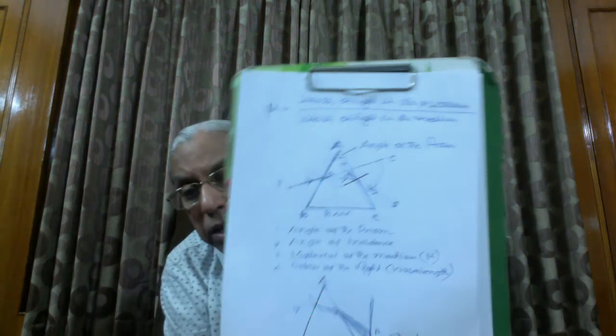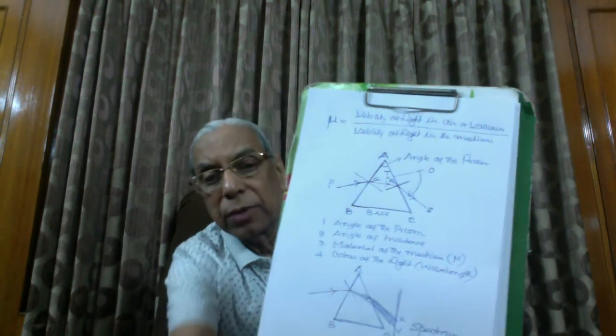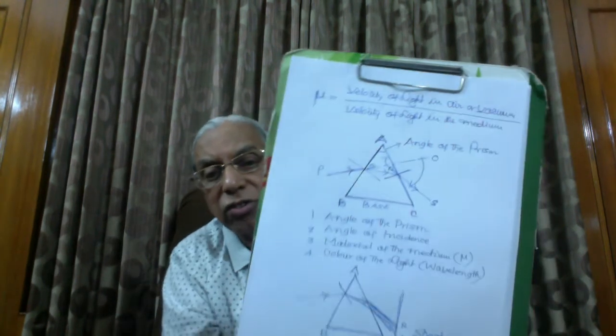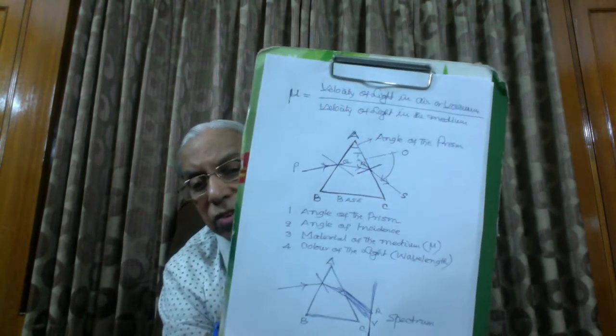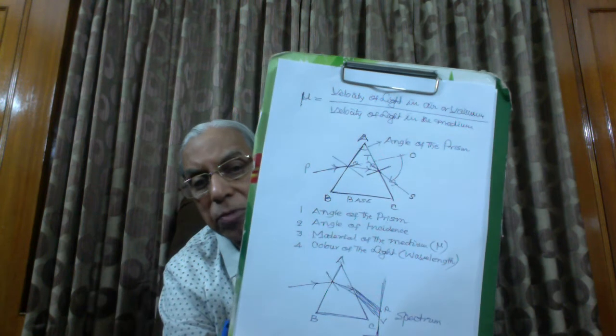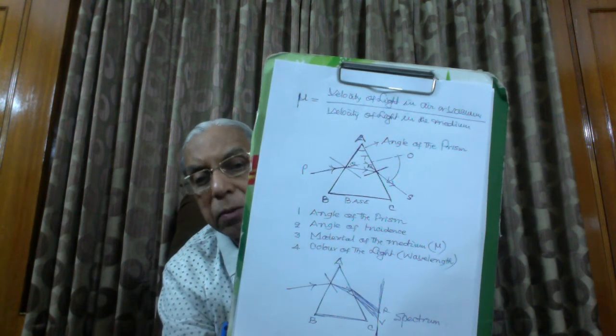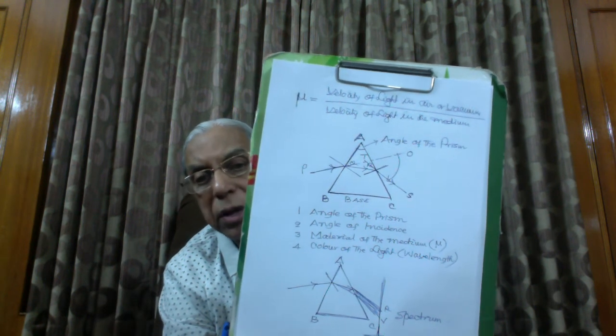In the figure, ABC represents the cross section of a prism. It shows the cross section of a prism. What does ABC represent? ABC represents the cross section of a prism. What is A? Angle of the prism. What is BC? Base of the prism.